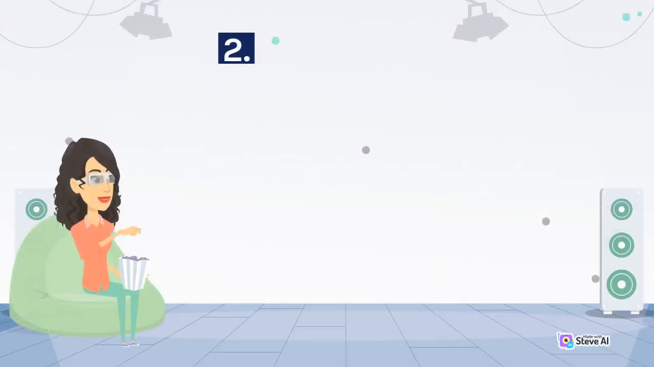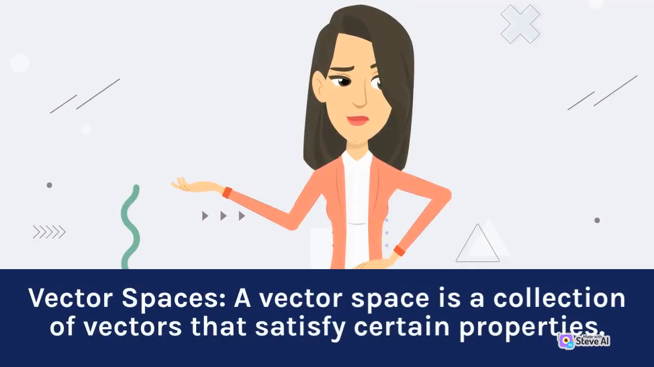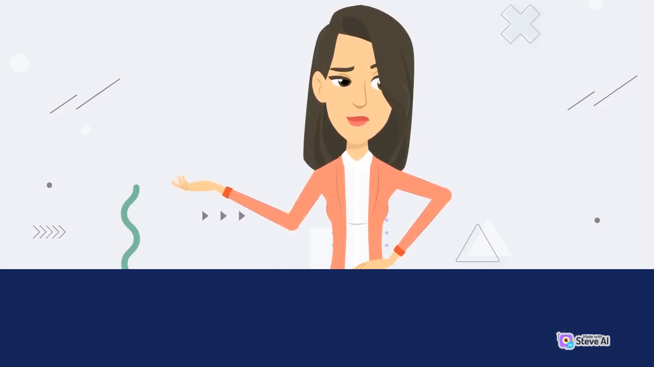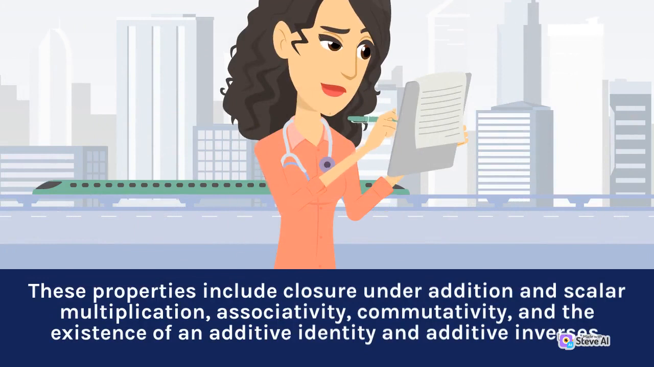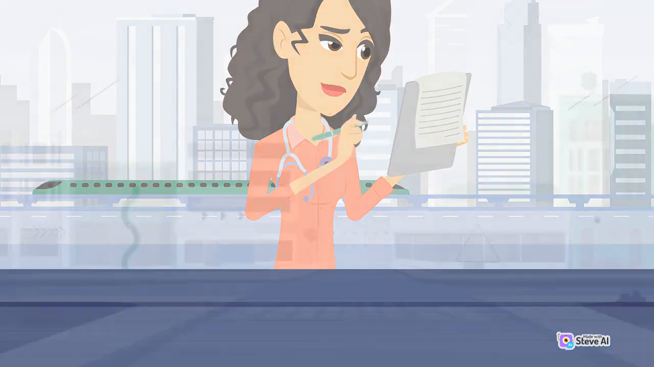2. Vector spaces. A vector space is a collection of vectors that satisfy certain properties. These properties include closure under addition and scalar multiplication, associativity, commutativity, and the existence of an additive identity and additive inverses.